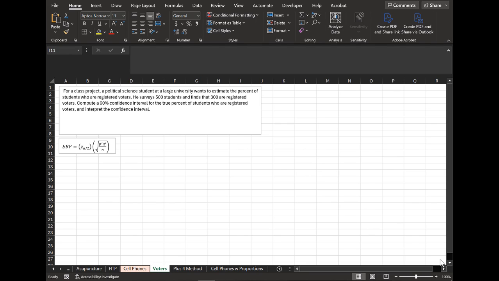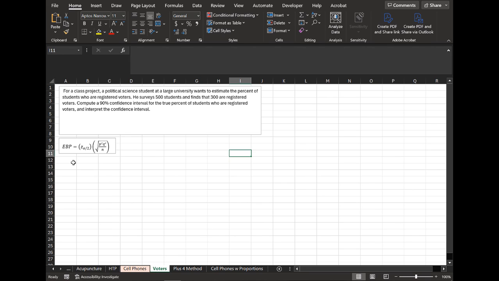Okay, so for this one we have a class project. A political science student at a large university wants to estimate the percent of students who are registered voters. He surveys 500 students and finds that 300 are registered voters. So we're going to compute a 90% confidence interval for the true percent of students who are registered voters, and we're going to interpret the confidence interval.